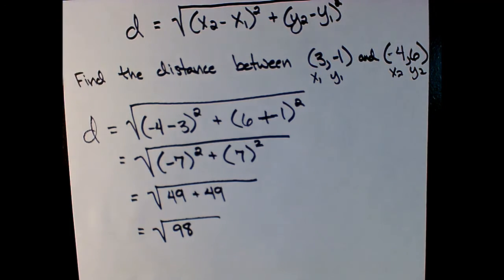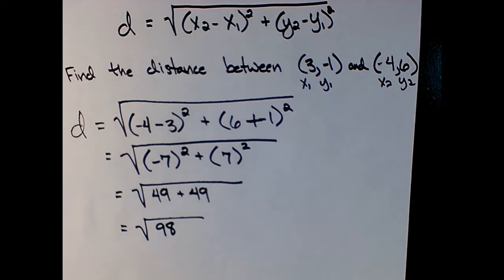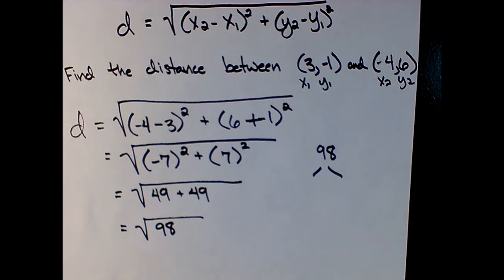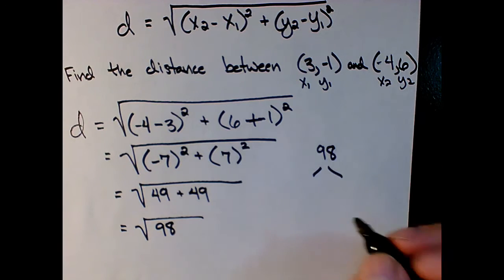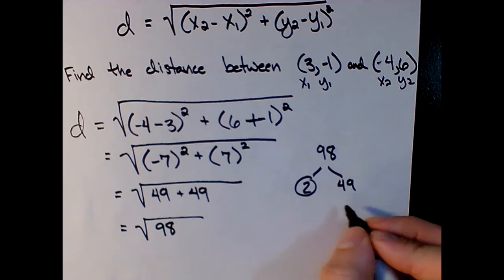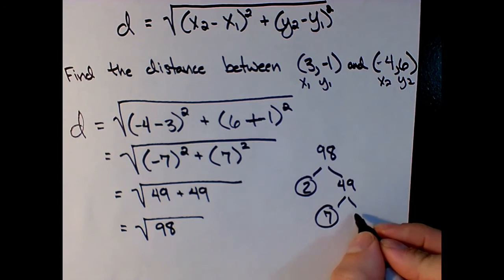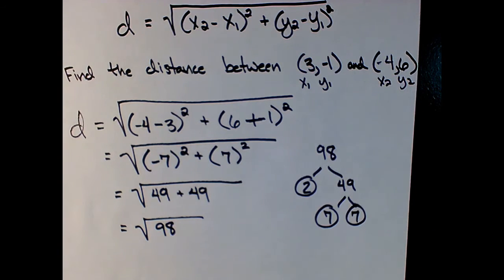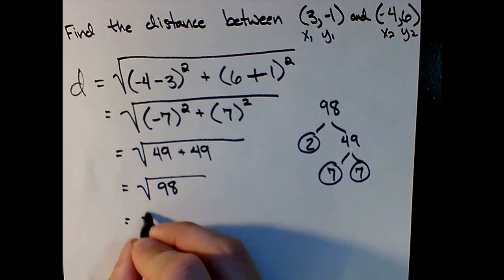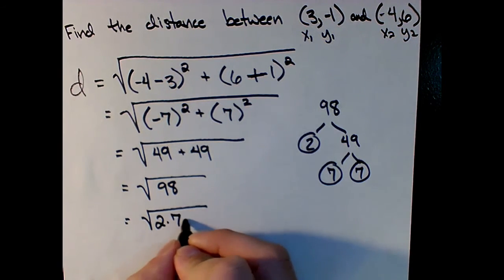Now, I guess you could just throw that into your calculator, but what kind of fun is that? Let's make a factor tree and simplify. I already know that 49 and 49, so why don't I just make 2 and 49? And then I have 7 and 7. So the square root of 98 is the same thing as 2 times 7 times 7.